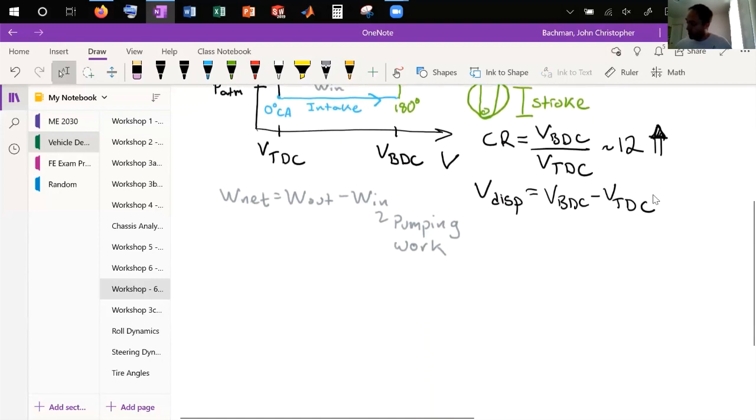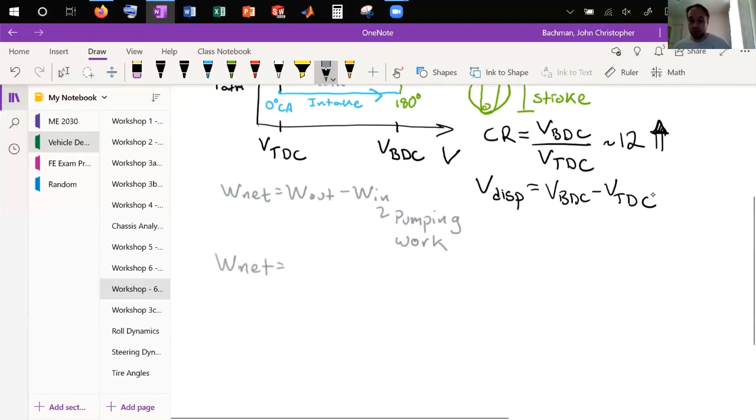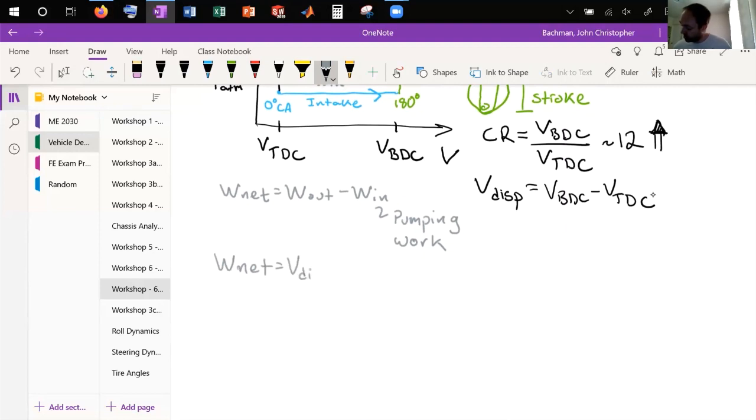Last time we said this W net is also going to be equal to the volume displaced times the indicated mean effective pressure. And I is indicated. I think I said that wrong last time. Someone, maybe Rafa, said it was internal, but it's indicated, right? And that's to differentiate it from brake. Sometimes you'll see B for brake, and this basically means at the wheels.